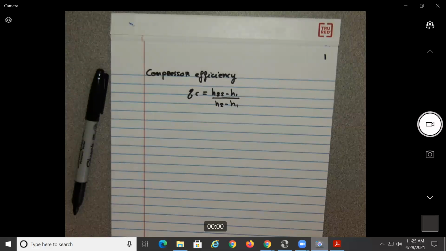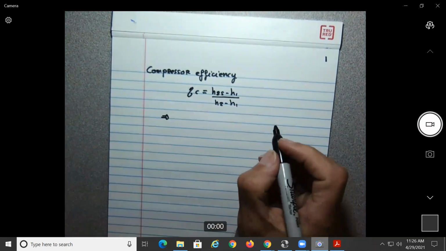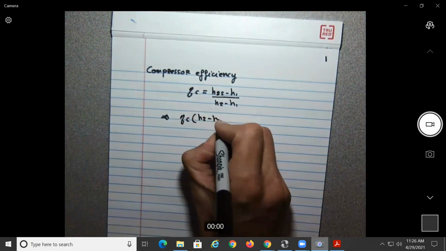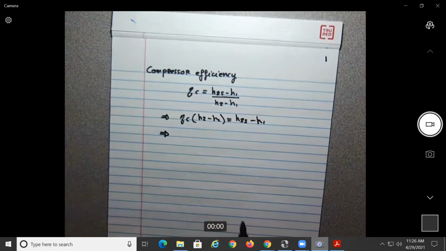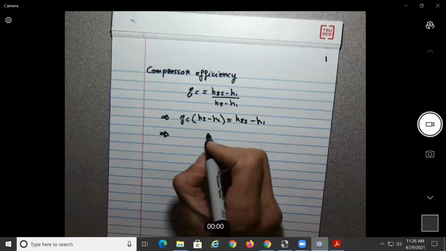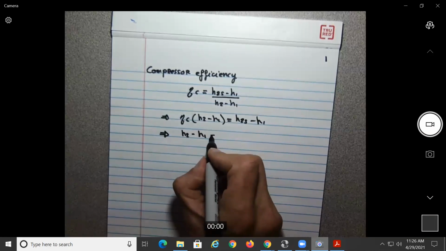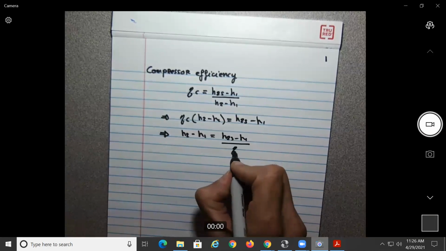Okay, so we have this equation over here. So we have this equation, which will mean what? Okay, so if you want, let me just do a little bit of algebra. We'll have H2 minus H1 will be equal to H2S minus H1. With this, it is going to give us what? H2 minus H1 equal to H2S minus H1 divided by the efficiency.